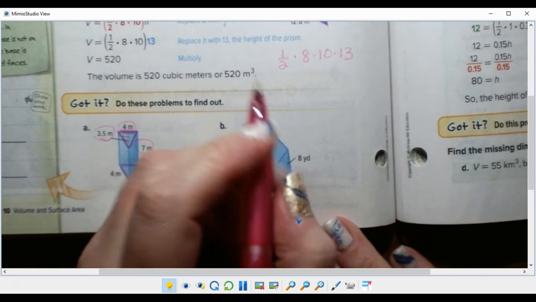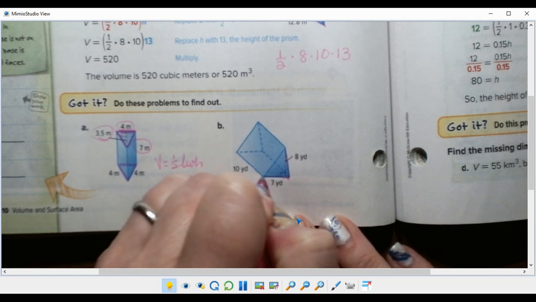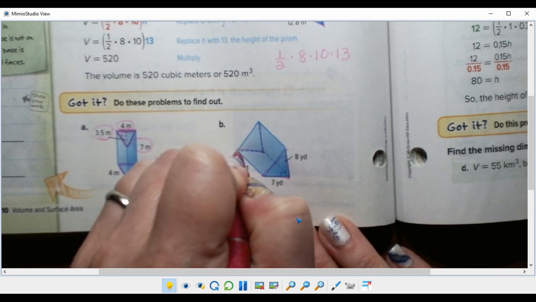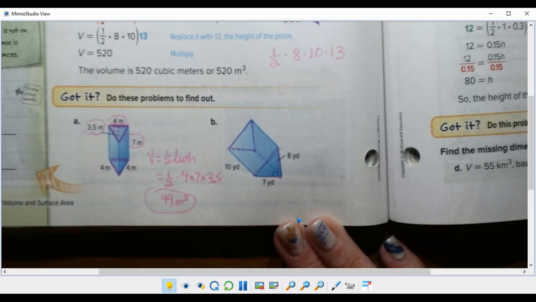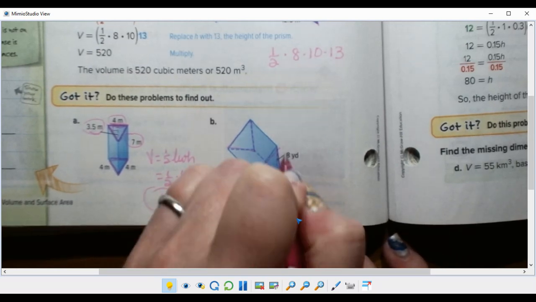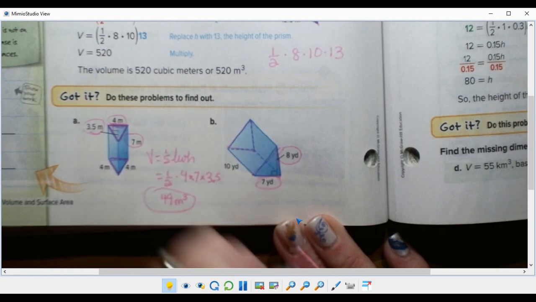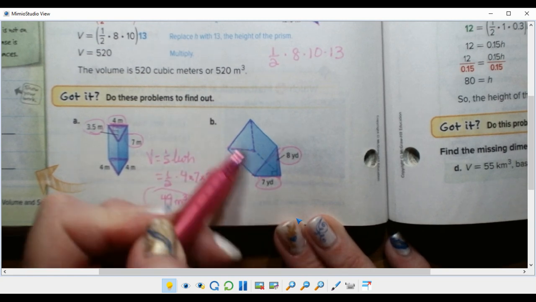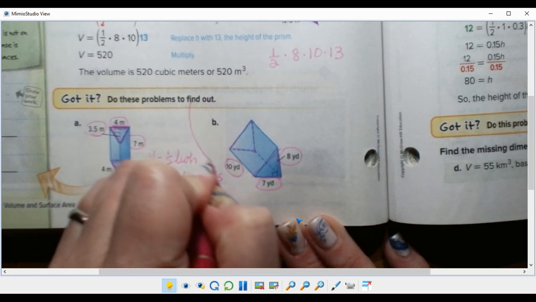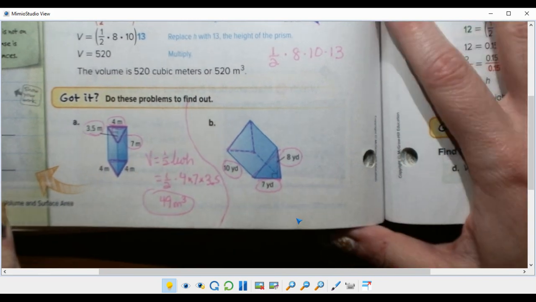All right, let's look at B. Here is a triangle, and here is a triangle. They form the basis of my prism. I know that I need perpendicular, so I'm going to do 7 and 8, right? And then how far apart are these two triangles? 10. Let's put those problems up.